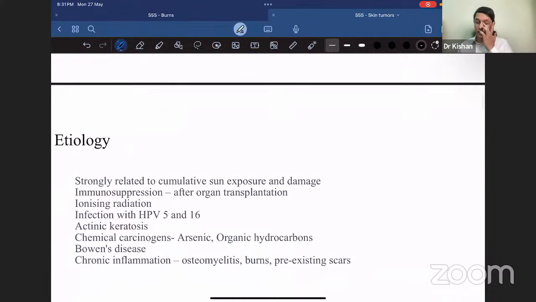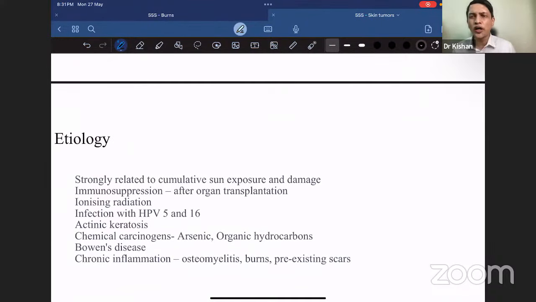Etiology. Coming to the etiological factors. Mainly, the majority of the SCCs arise because of ultraviolet exposure, strongly related to cumulative exposure over a long period of time. When you are exposed to ultraviolet radiation or the sun's radiation, the skin will get damaged or mutated, resulting in SCC. That's the most important cause. Second, we see it in immunosuppressed people. Maybe 10 to 12 or 15 years after organ transplantation, or in AIDS patients or other immunosuppressed patients, we commonly encounter this SCC.